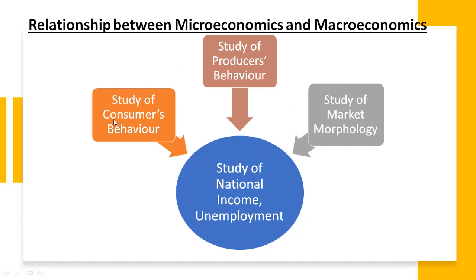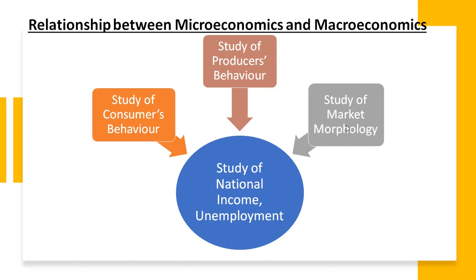In the study of consumer behavior, we study the supply and demand of various goods and services. In the study of producer behavior, we see the supply, and we talk about the production mechanism and the production function: how producers make supply of various goods and services, and what type of production mechanism they use, either labor intensive or capital intensive. And study of market morphology means the classification of markets, whether the market is a monopoly, duopoly, perfect competition, or oligopolistic market. If we study these things, then it is called microeconomics.